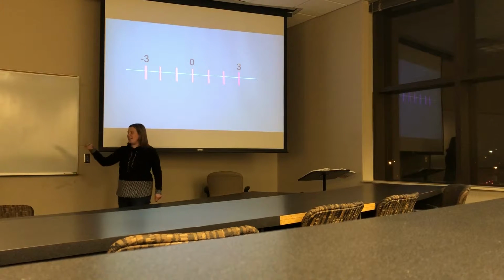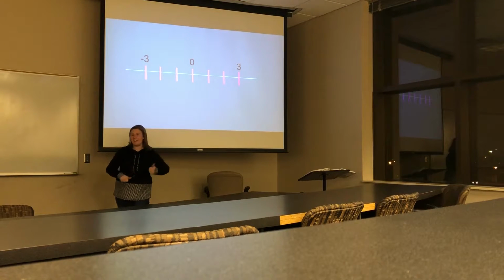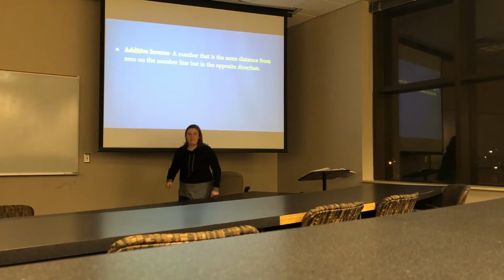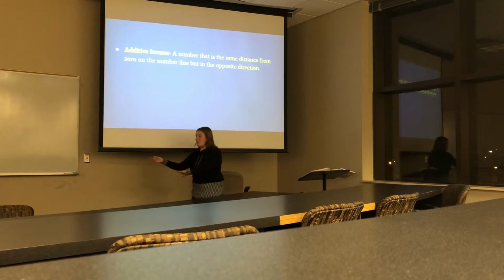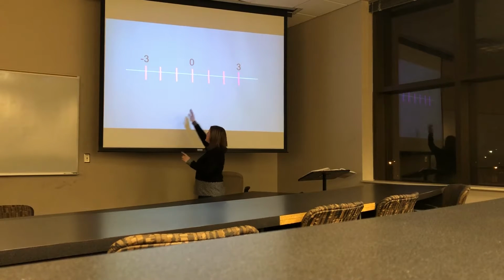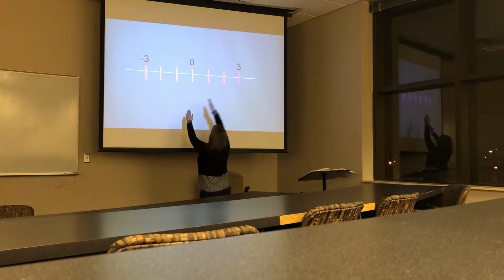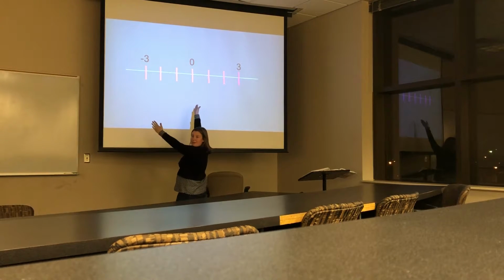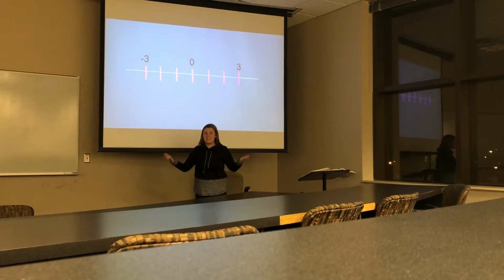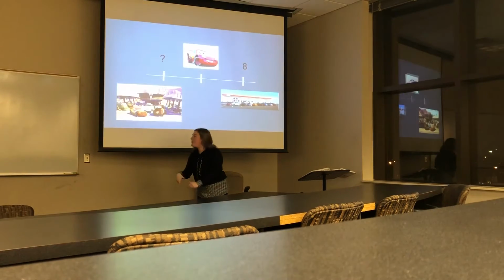So let's go back to our definition and see if that matches. Our additive inverse is a number that is the same distance from 0 on the number line, but in the opposite direction. So if we look, from 0 to 3, we go 3 spaces, and from 0 to -3, we go 3 spaces. So is that the same distance, but just in the opposite direction? You got it. Okay, we're going to move on to our next example.